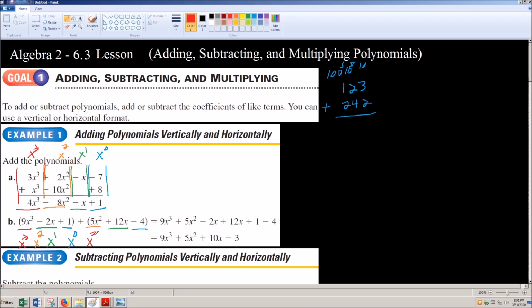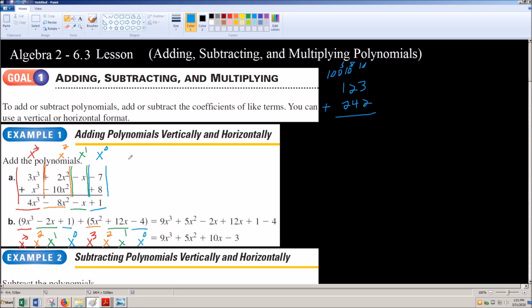And let's see if I can draw the 3. There we go. And I've got an x squared. I actually got 5 of them. I've got my x to the first, which we would just say are x's, and our x to the 0, which we would just say are our constants.